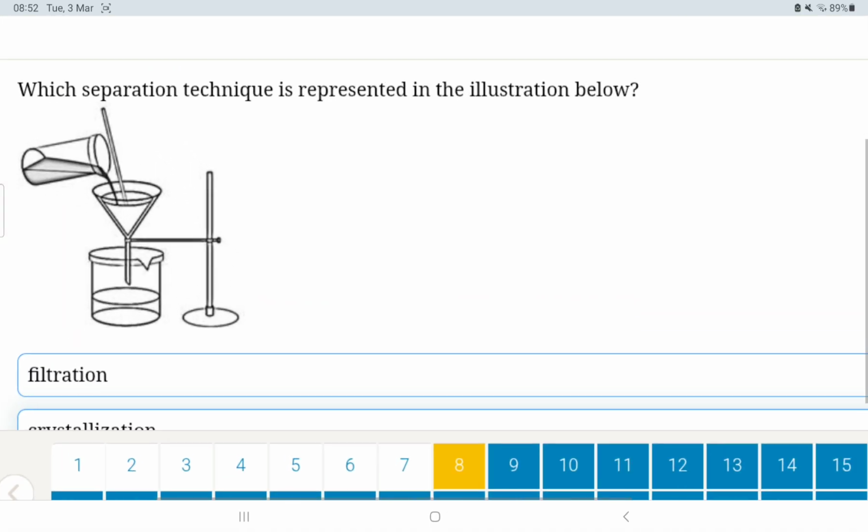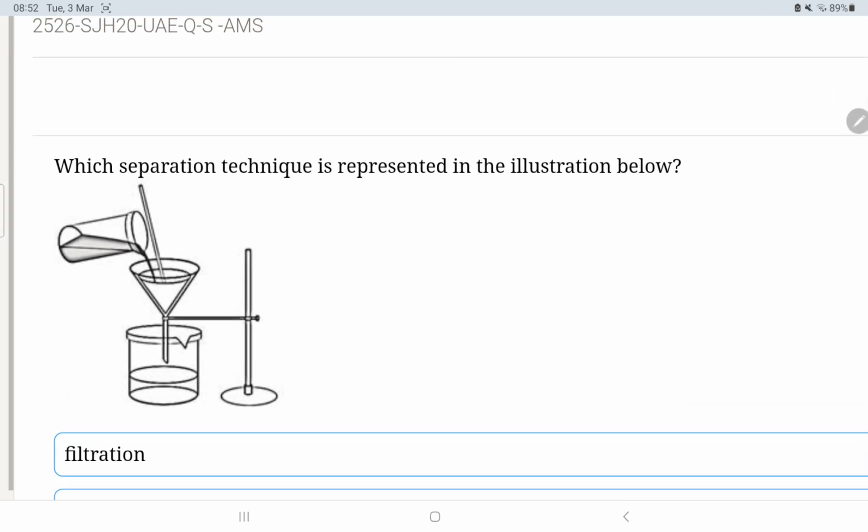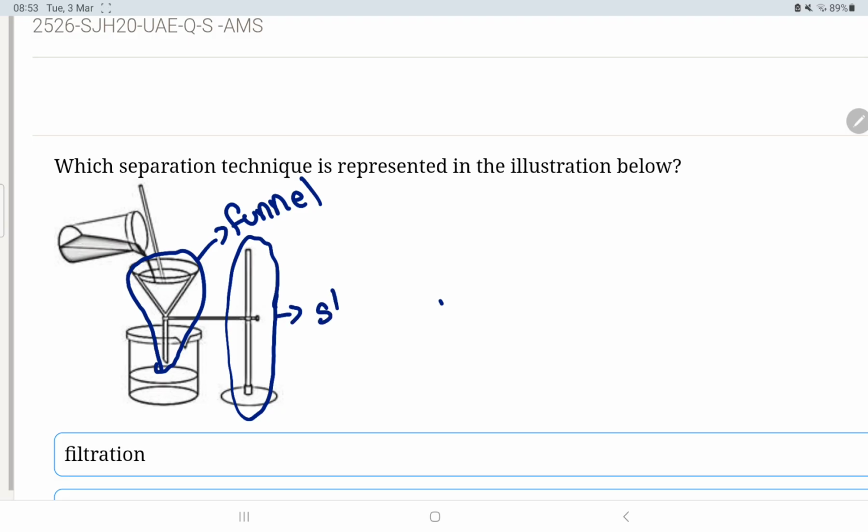Here, this is really easy. Which separation technique is represented? Guys, in these few questions, they're probably just going to show you a diagram and ask you the separation technique. So go to the book and take a look at the diagrams. Let's see here. This thing here is called the funnel. This is a stand, and this here is the stirring rod. You don't have to memorize the stand and the stirring rod, okay?